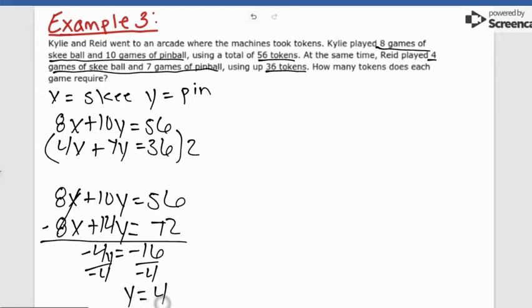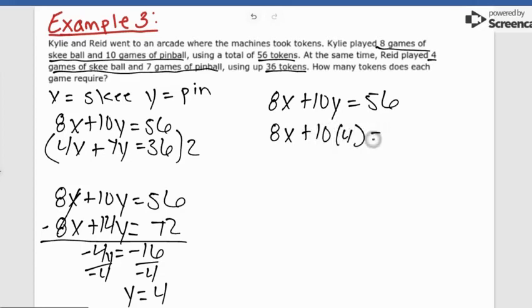And now we're going to move on to step 4, which is just plugging in the variable to find the other variable. And in this case, we're going to use the top equation, which is 8x plus 10y equals 56. And this time we're going to plug in the y because that's the value we know. So we'll have 8x plus 10 times 4 equals 56. So 10 times 4 is 40.